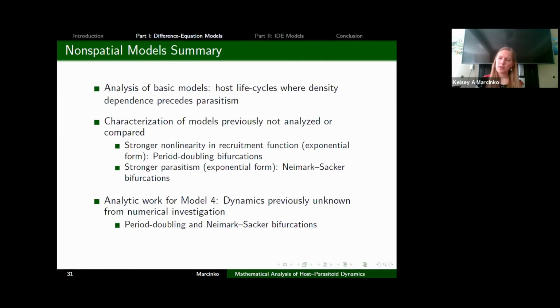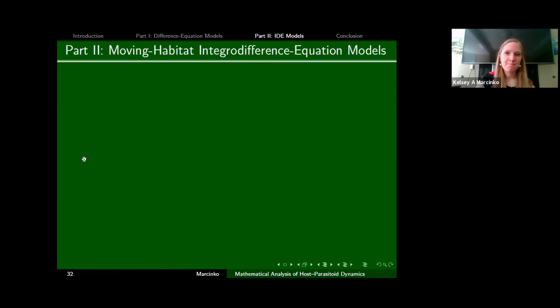I'll also very briefly mention that in my analytic work for the 4th model, I determined some dynamics that were previously unknown from a prior work that had done a numerical investigation, but because of the numerical nature of their work, they did not determine all of the dynamics. And so my analytic approach was able to determine some additional dynamics that had previously been undiscovered. So that was a neat result.